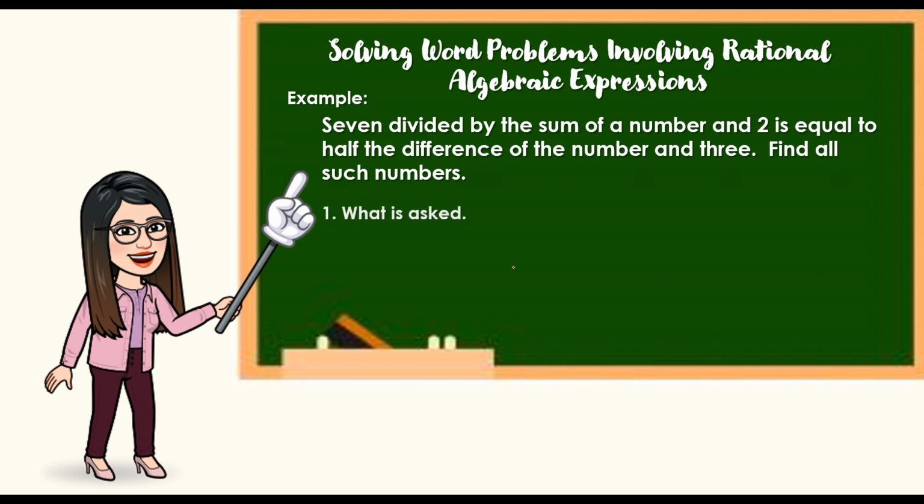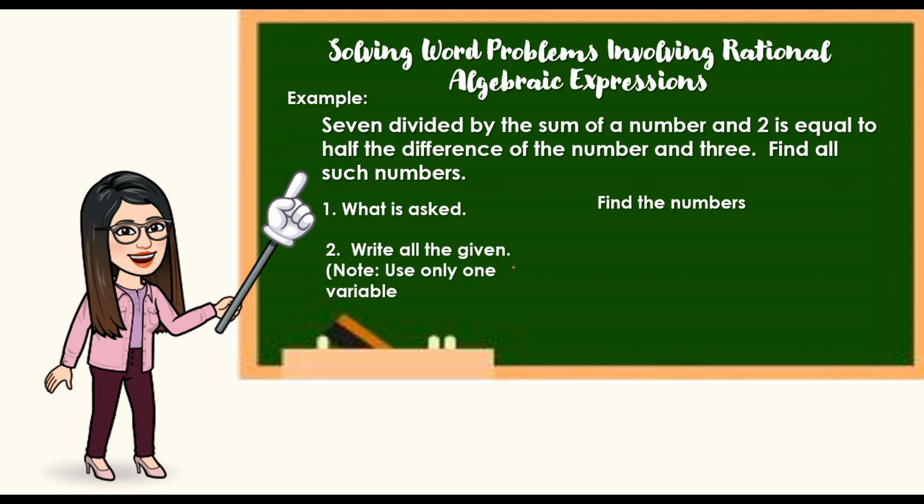Okay, so the first step is what is asked. We have to find what is asked in the problem. So, what is asked in the problem is we're going to find the numbers. Next, write all the given. Note, use only one variable. Okay? So if we're gonna use x, we will just use x in the entire expression. If you want y, use y in the entire expression.